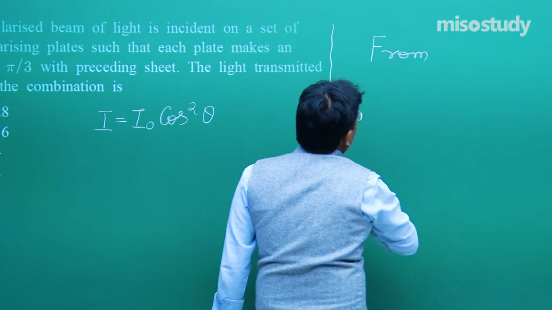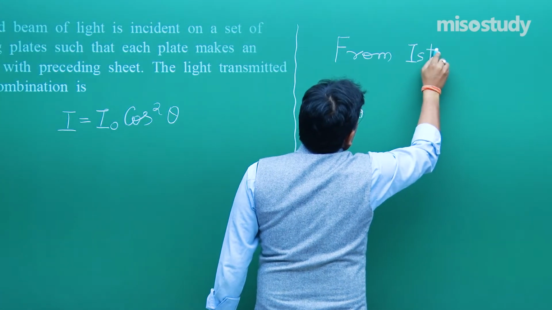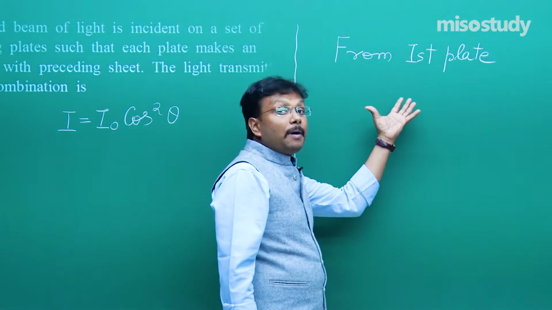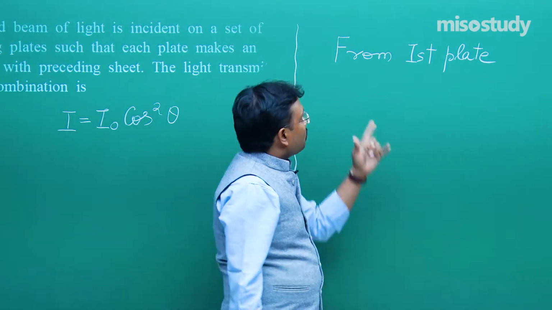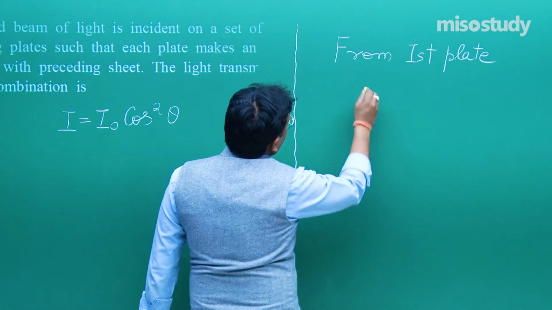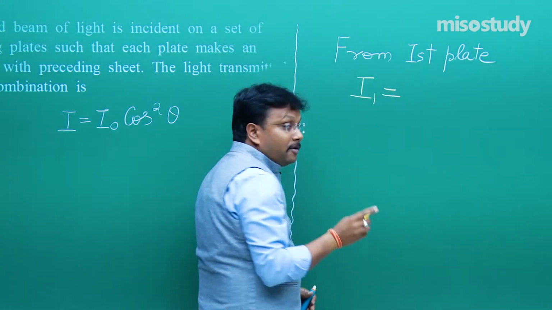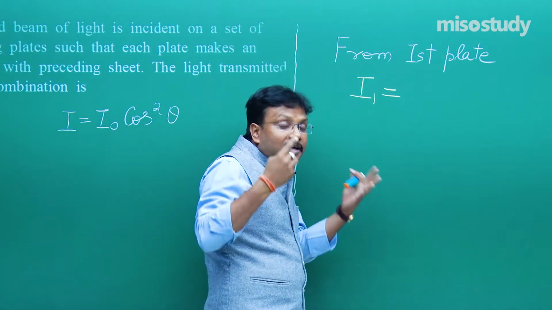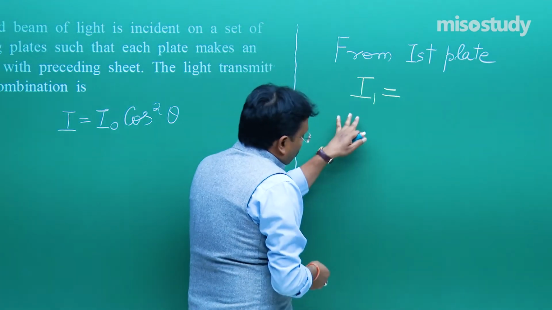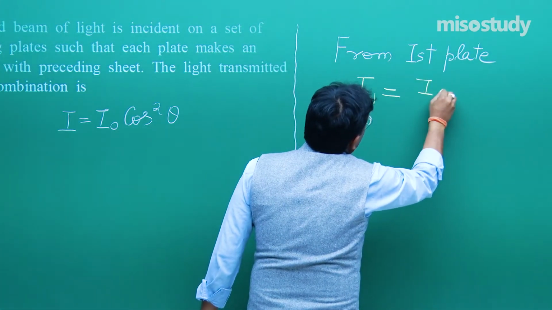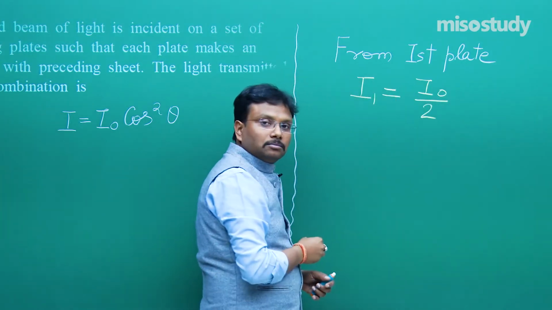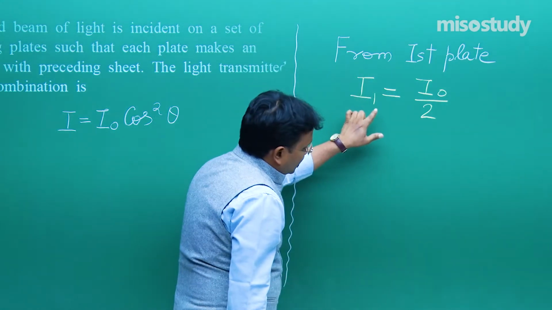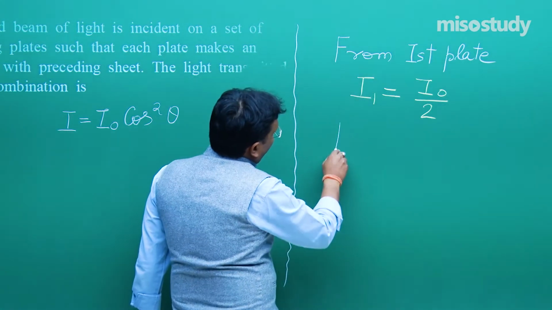From the first plate, when unpolarized light passes through the first plate, what will happen? From the first plate, I1 is the intensity that is coming out from the first plate, and assume I naught as the intensity of the original light. So I1 is equal to I naught by 2, using Malus's law, simple. This is the situation with the first plate.